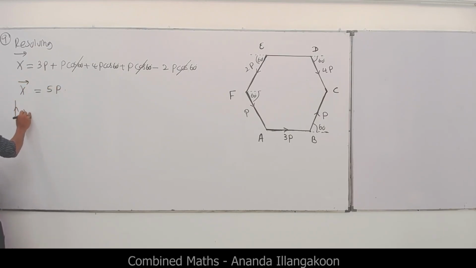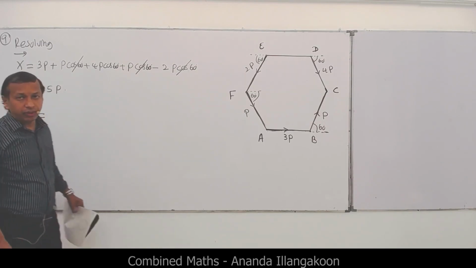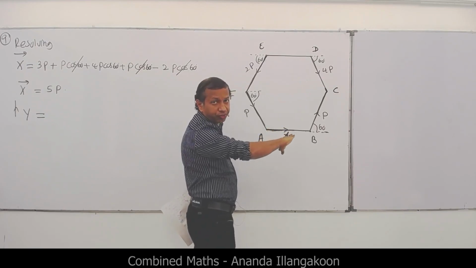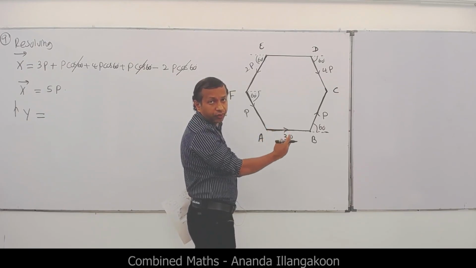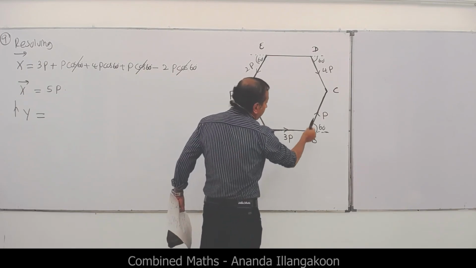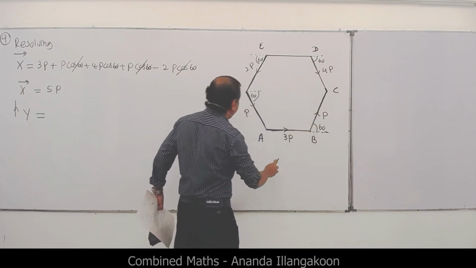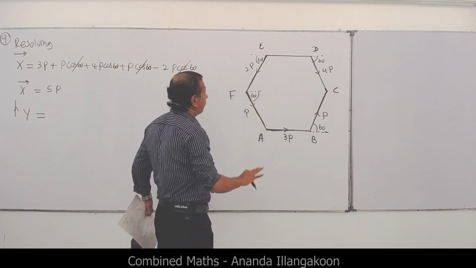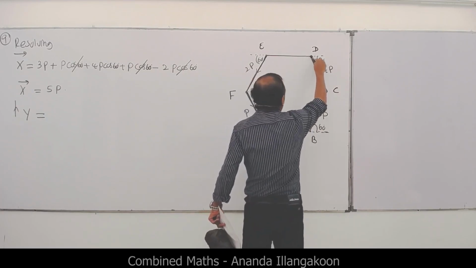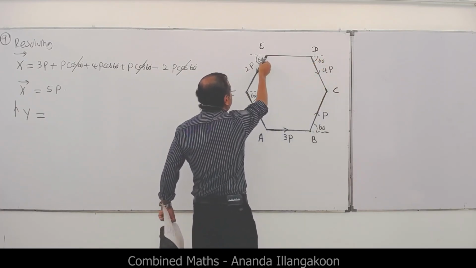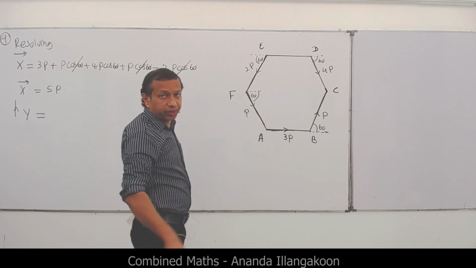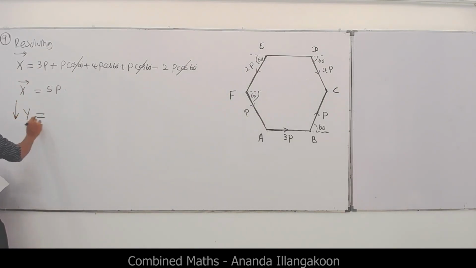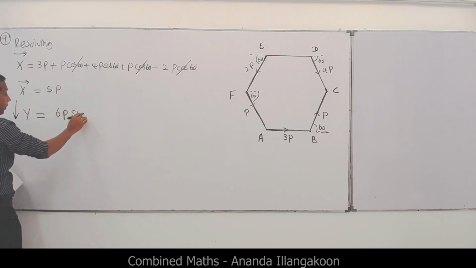When resolving vertically upwards, Y. By this force, no component upwards, because horizontal forces don't have vertical components. P sin 60 upwards, this P sin 60 downward, that too will cancel off. Here 4P sin 60, 2P sin 60 in the downward direction, 6P sin 60. Then we take the downward direction, 6P sin 60.